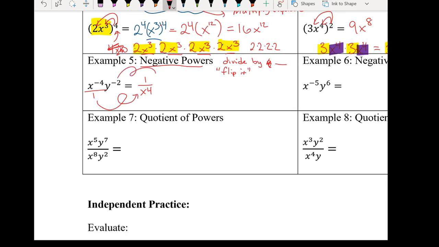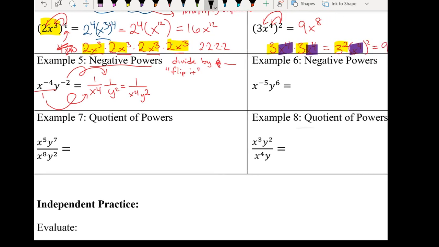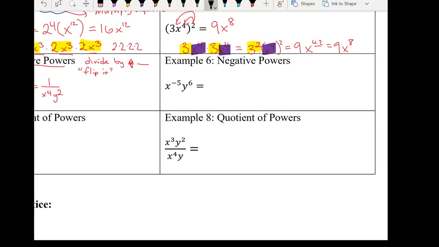We'll do the same thing for the y. 1 over y squared. If I wanted to rewrite that just as one fraction, I could write it as 1 over x to the 4th y squared. All right, let's try it over here. Negative powers, same thing. Again, you should try this first, so pause the video, try it out, then we'll come back together.